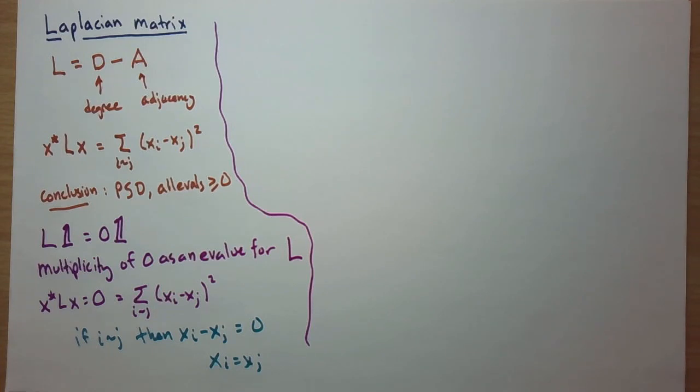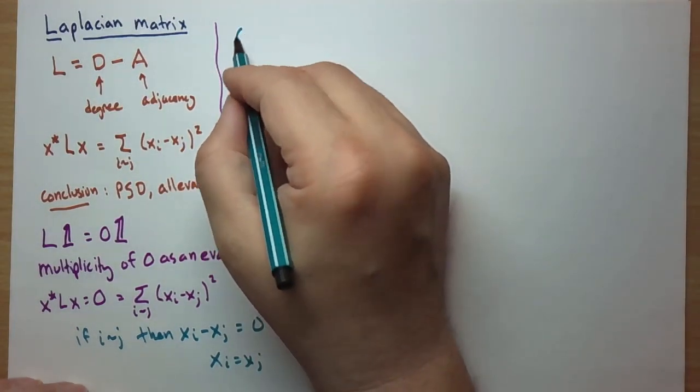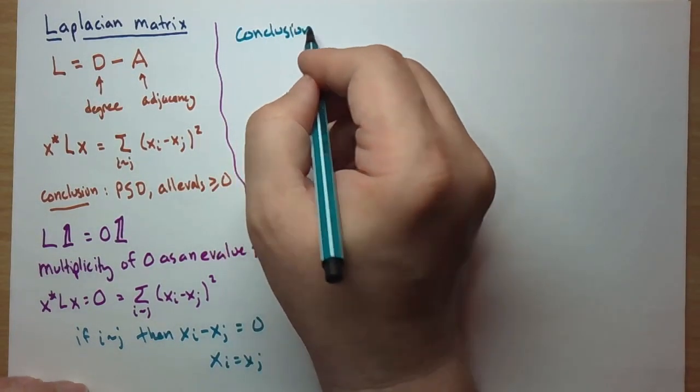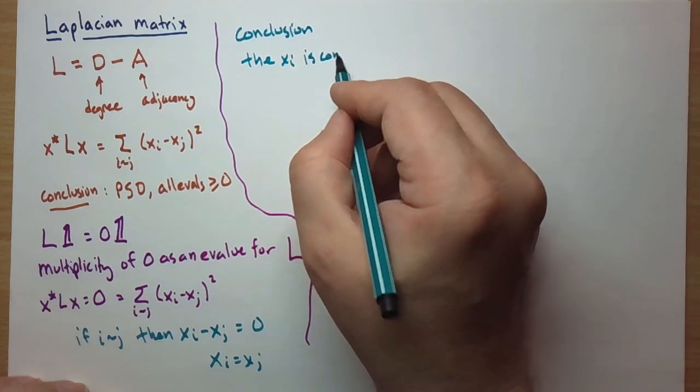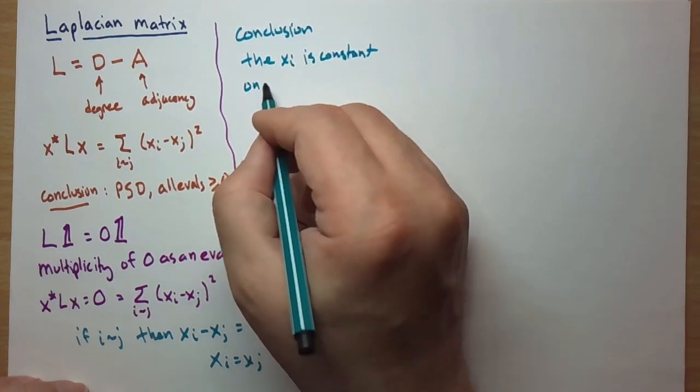So we think of the xi's as assigning values to the vertices. And now we've just been told if two things are adjacent, they have to have the same value. What does that tell us about the kind of structure that these x vectors can have? Constant on connected components. Yes, good. So our conclusion here is that xi is constant on connected components.